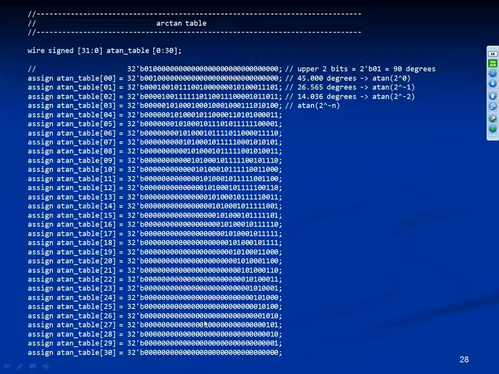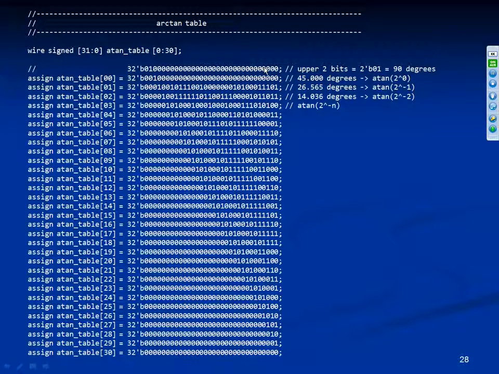Then the next block of code is basically just an arctangent table lookup. I'm going to choose my values such that the upper 2 bits are going to tell me what quadrant I'm in. So this value right here, which I'm not using, it's just a comment here. This value, I'm going to let this represent 90 degrees.